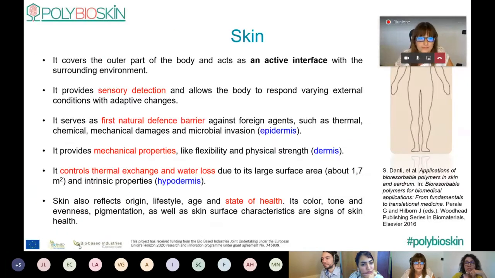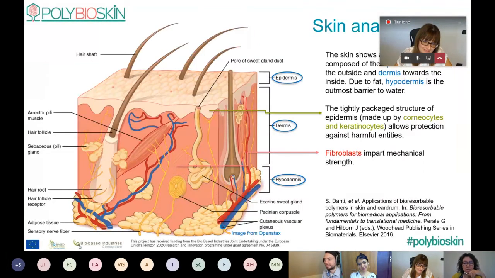So if we go on the skin, you can see here, the skin is a very interesting tissue. It is an interface with the environment, so it is a barrier to defend our organs. And for this reason, by its nature, it is prone to give reactions because it wants to defend the human body. So there are different layers in the skin that we can see here.